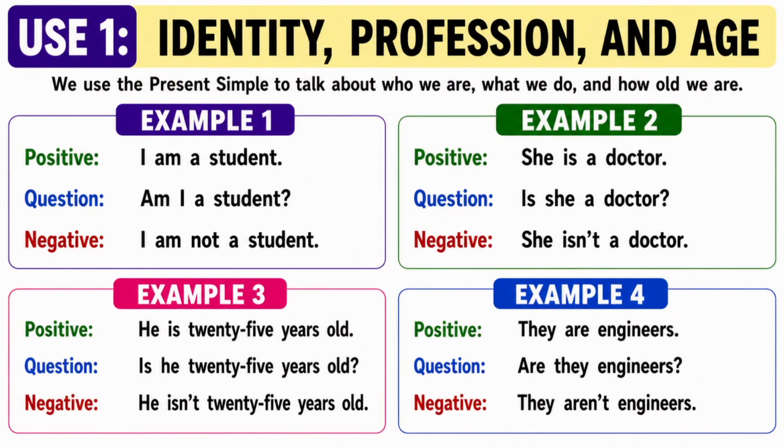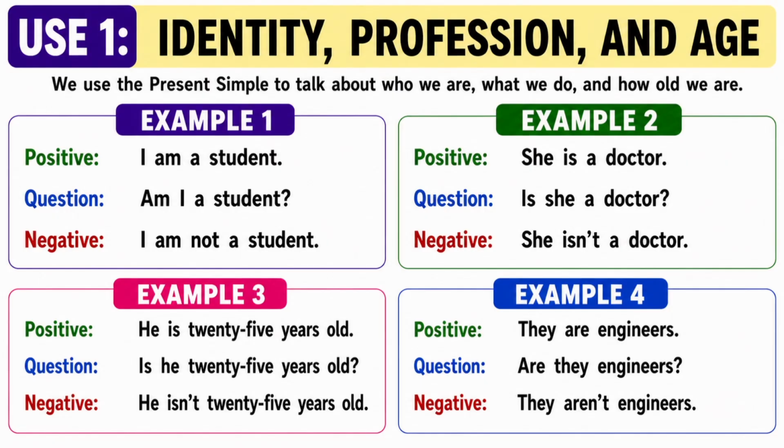Now let's see where we use to be sentences. The first use is identity, profession, and age. We use the present simple to talk about who we are, what we do, and how old we are. Example 1. Positive. I am a student. Question. Am I a student? Negative. I am not a student.